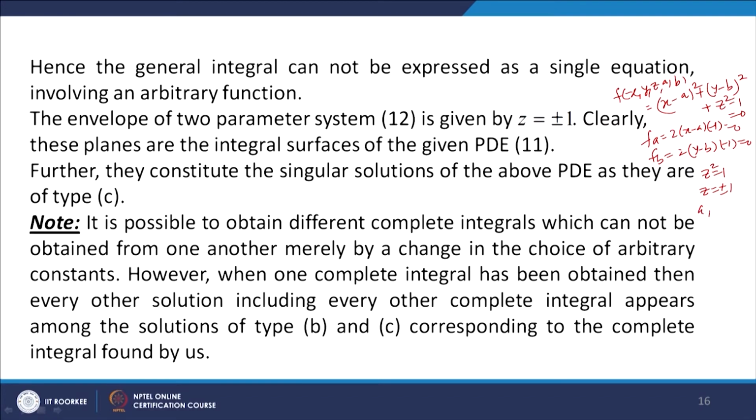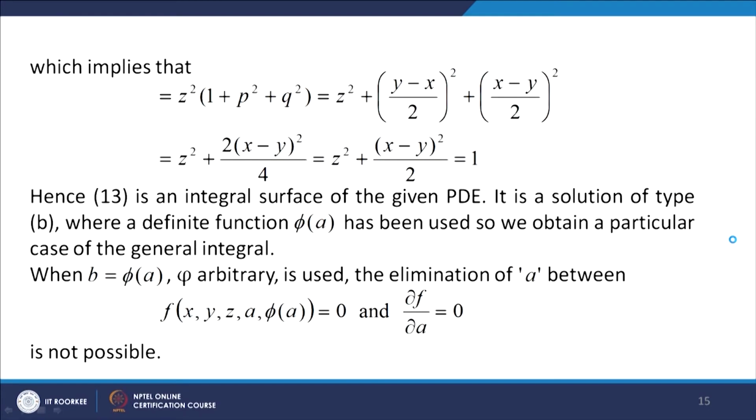So, the characteristic points are (a, b, plus minus 1), while the envelope is given by eliminating a and b from these 3 equations, f equal to 0, f_a equal to 0, f_b equal to 0, which gives us z equal to plus minus 1, and which represents a pair of parallel planes. Okay. So, the envelope of the 2 parameter system is given by z equal to plus minus 1. These planes are the integral surfaces of the given PDE 11, this one.